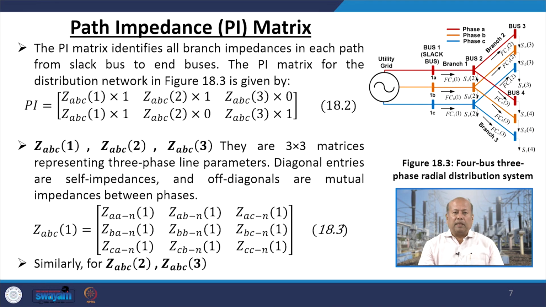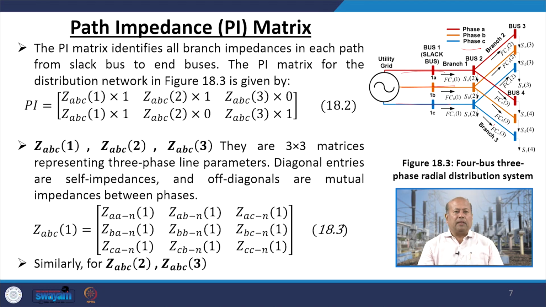Now path impedance, that is the PI matrix. Before we get into the matrix, let us try to understand. These three phases are identified with different colors: phase A, phase B, phase C, and we have branch 1, branch 2, branch 3, and bus 1, bus 2, and bus 3. So we have bus 1, bus 2, bus 3, branch 1, branch 2, branch 3, and then we multiplied 3 times to make it a 3-phase system.